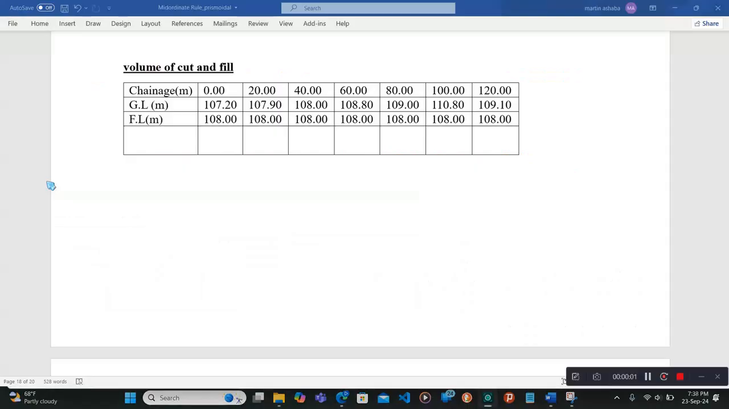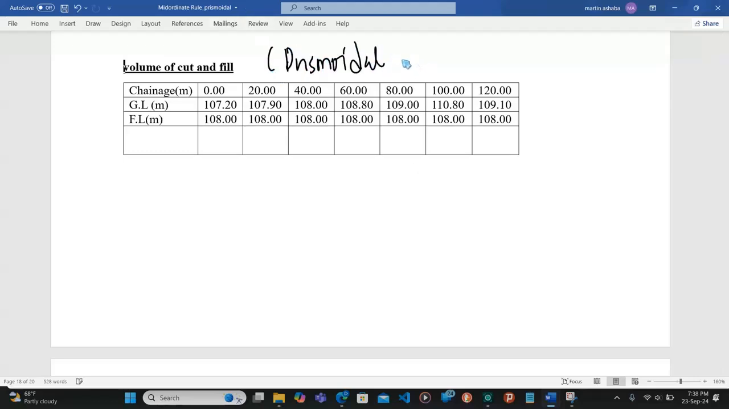Hello, dear members. In this discussion, we are going to be looking at volume of cut and fill, and we are going to use a method of prismoidal. So we are going to use the prismoidal formula. Now, we have chainage at 0.00.